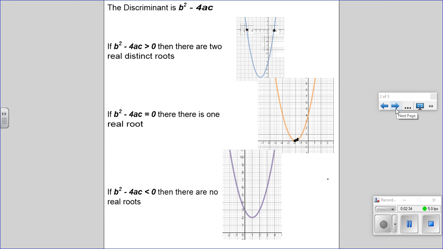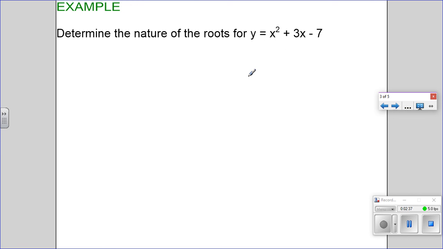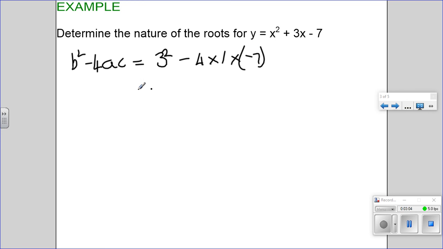So let's just look at some examples here. Determine the nature of the roots for y equals x squared plus 3x minus 7. Determining the nature of the roots means that we want b squared minus 4ac. My b value is 3, so I've got 3 squared. And then I've got 4 times the a value, which is 1, times the c value, which is -7. And we end up with 9, and then 4 times 1 is 4, times -7 is -28, 9 plus 28 because of the double negative, so then we end up with 37.